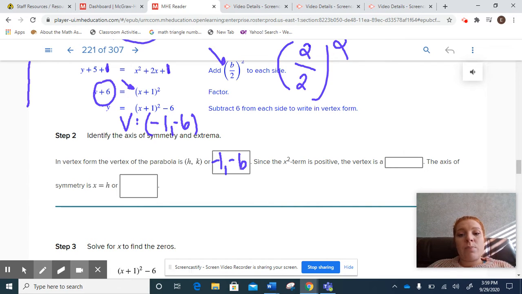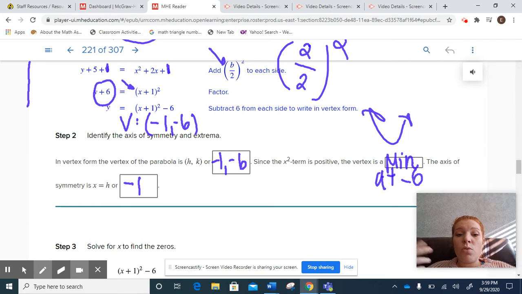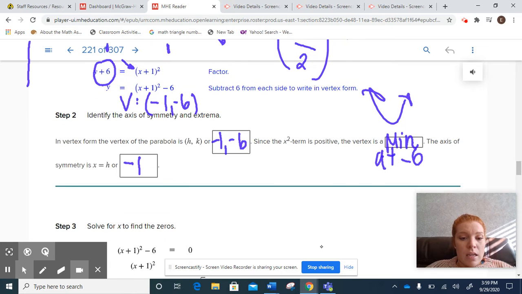Okay, x squared is positive, so the vertex is a minimum because it's pointing up. It looks like this. And the axis of symmetry is the h, or -1. We didn't actually list the value and what the minimum was at. The minimum is at -6. So that tells you a lot of different things just by solving it one different way or rearranging it one different way.